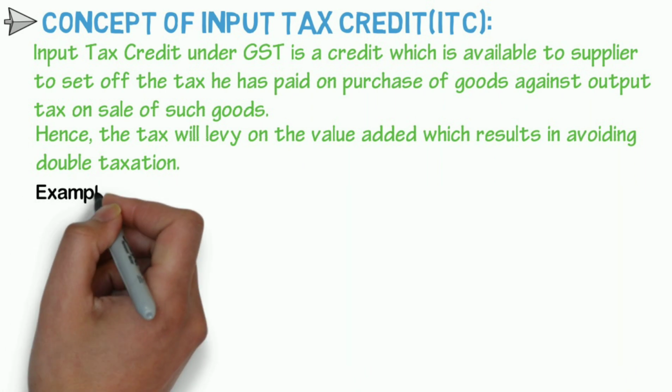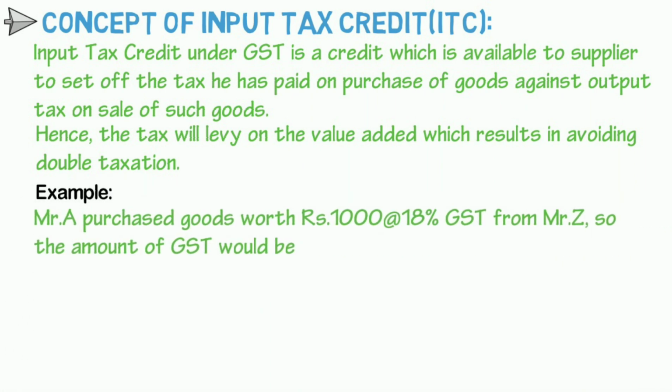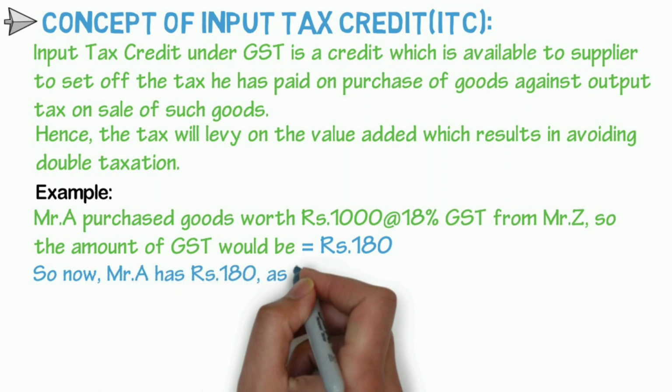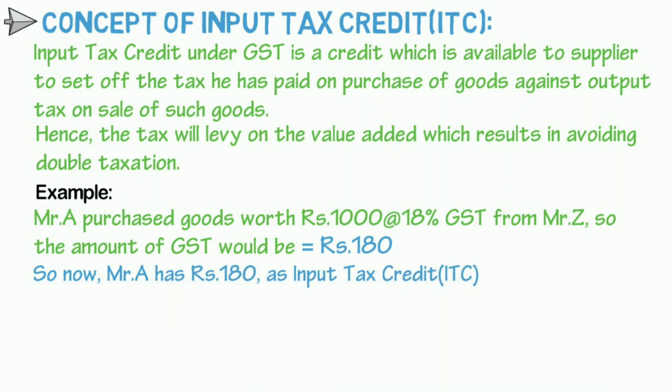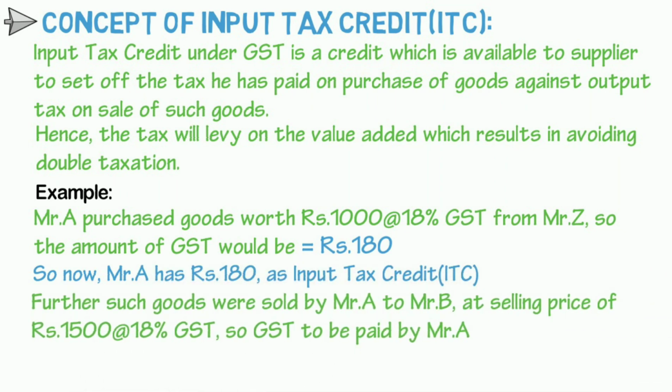Now let's take an example. Suppose Mr. A purchased goods worth rupees 1000 at the rate of 18% GST from Mr. Z. So the amount of GST would be rupees 180. So now Mr. A has rupees 180 as input tax credit with him. Further, such goods were sold by Mr. A to Mr. B at a selling price of rupees 1500 at the rate of 18% GST.